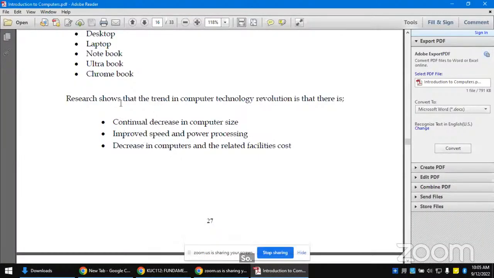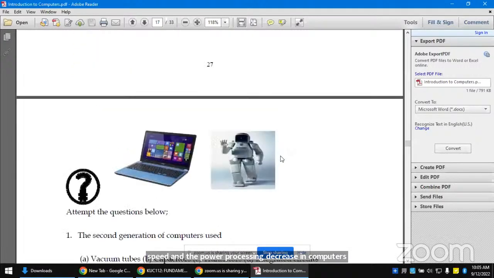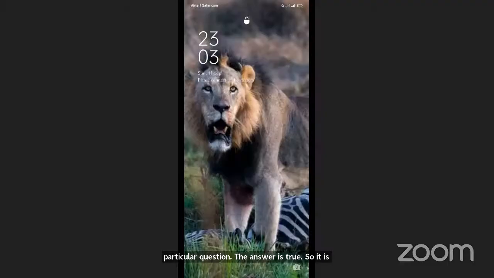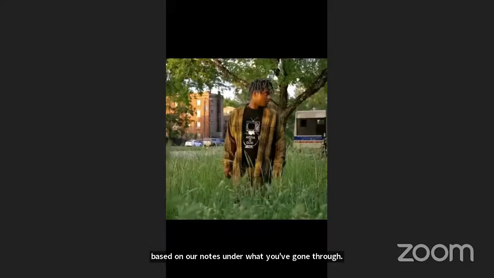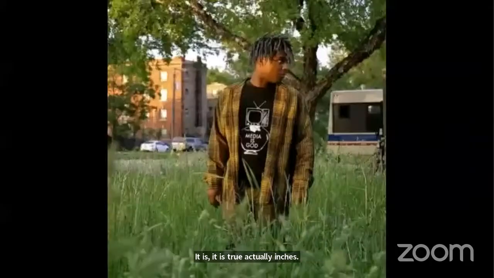Following that question, research shows that the trend in the computer technology revolution is a continued decrease in computer size, improved speed and processing power, and a decrease in the cost of computers and related facilities. So for that particular question, the answer is true. It is true based on our notes and what we've gone through. It is very true.